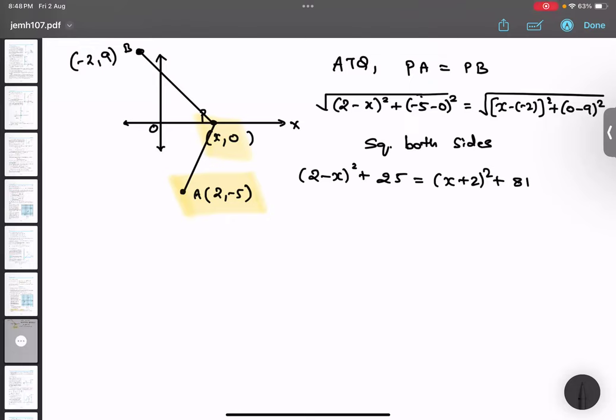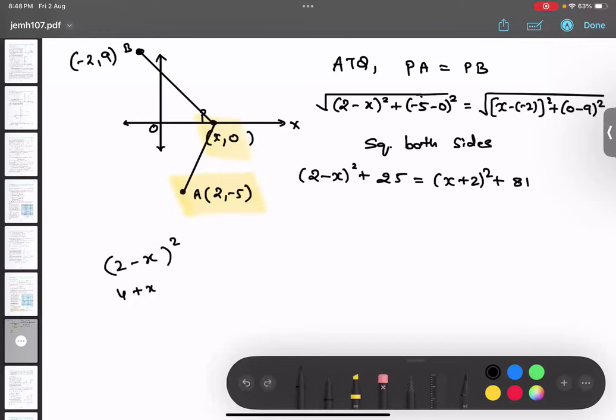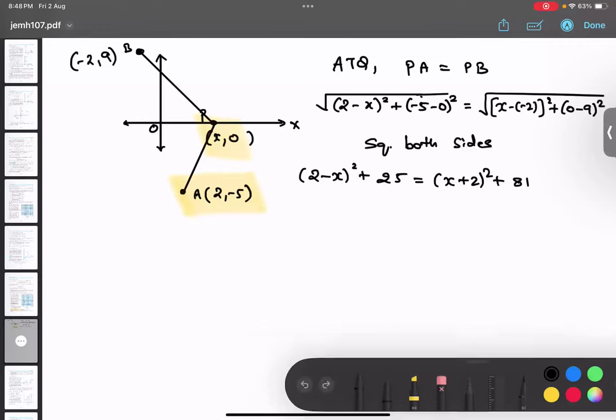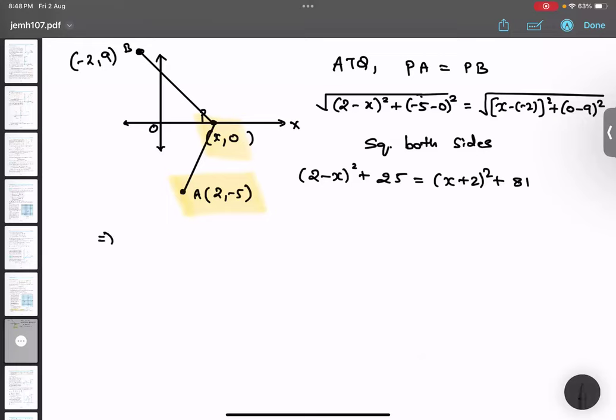Now, (x minus 2) whole square or (2 minus x) whole square, the most common mistake is writing 4 plus x square. This is absolutely wrong. Make sure you use the identity (a minus b) whole square. So I'll be getting a square plus b square minus 2ab, that means 4 minus 4x plus 25. On the right hand side, (x plus 2) whole square, I'll be getting x square plus 4 plus 4x plus 81.